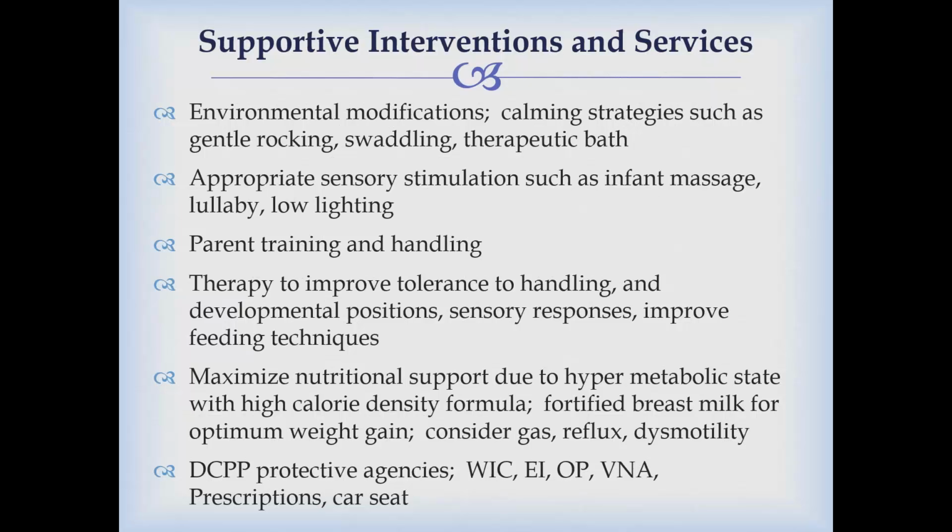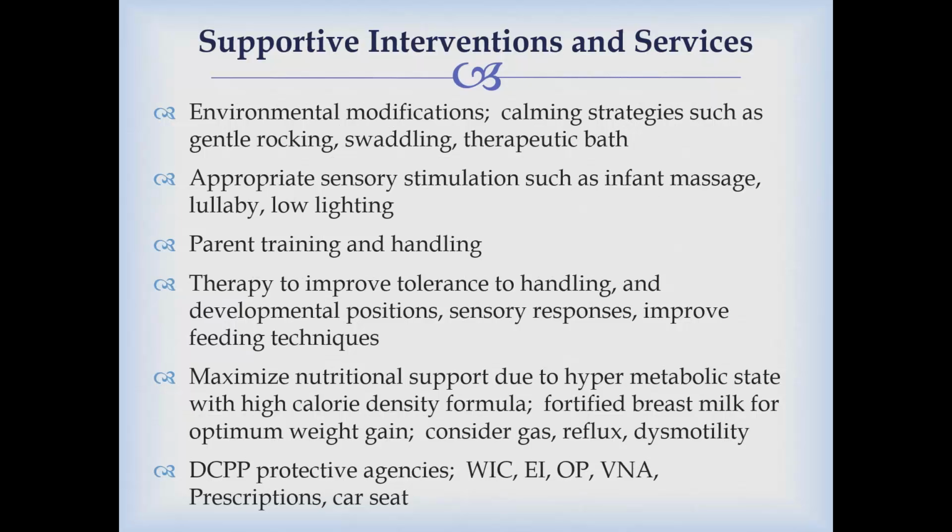Calming strategies and therapies, which we employ here, help these infants tolerate handling and positioning. Many of them have such high tone that they cannot even achieve appropriate developmental postures. Their sensory responses are maladaptive, and many of them have difficulty with feeding. We also want to maximize nutritional support due to their hypermetabolic state. One should consider high calorie density formulas, fortified breast milk, and also consider other GI symptomatology that may need treatment, such as reflux and dysmotility issues.